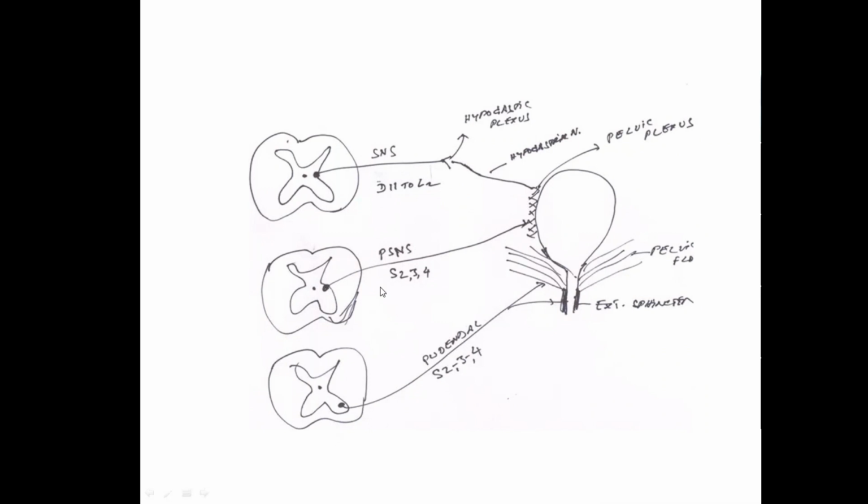Now, to put it in a diagrammatic representation, the sympathetic nervous system is from thoracolumbar outflow T11 to L2 from the intermediate gray, goes to the hypogastric plexus, then hypogastric nerve, and then the pelvic plexus. The parasympathetic is a sacral outflow, again intermediate gray S2, S3, S4. Same S2, S3, S4, but from anterior horn cell is the pudendal nerve, which supplies the pelvic floor muscles and, most important, the external sphincter.